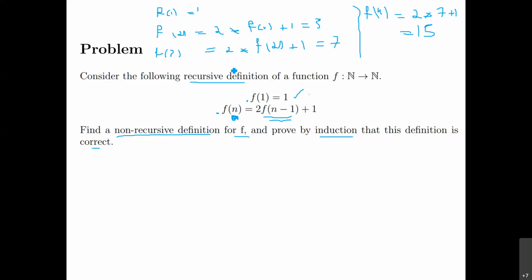By non-recursive definition, what I mean is, tell me that f of n is, I don't know, 3n plus 16. It's not that, but something like this. Like f of n is something, not recursively like this, where it's related to its previous element. Yes, you want to conclude it from these examples that we just did, and then you prove it using induction.